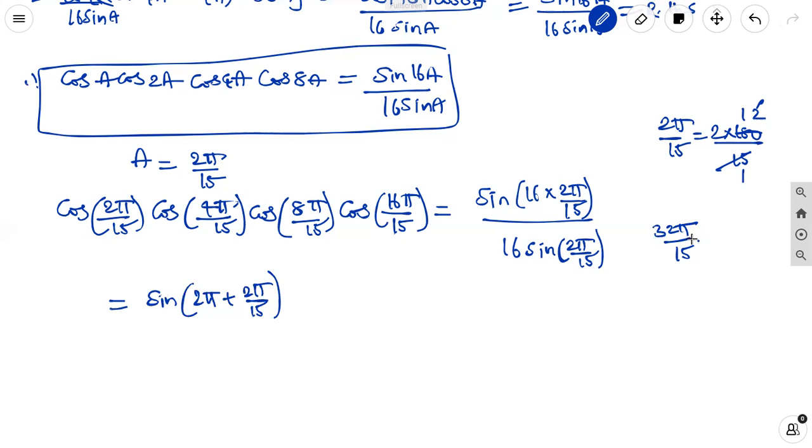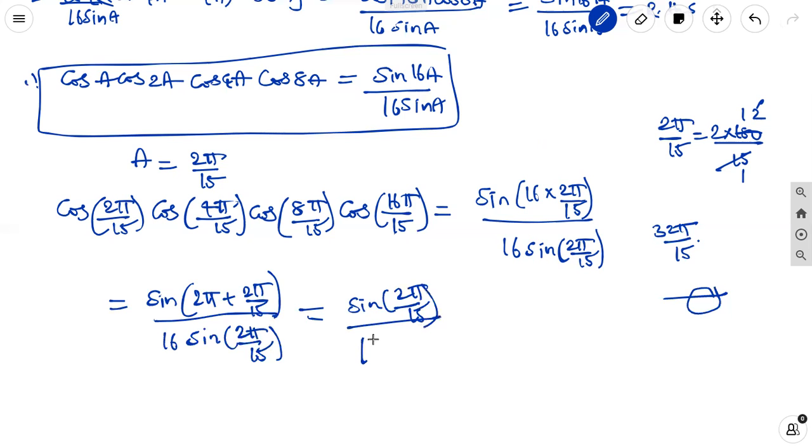32 pi by 15, that becomes 16 twos are 32. So this is equal to 2 pi plus 2 pi by 15, and in the denominator we write 16 sine of 2 pi by 15. It completes one rotation, then again it comes in the first quadrant. It becomes sine of 2 pi by 15 by 16 into sine of 2 pi by 15. Sine of 2 pi by 15 by sine of 2 pi by 15 get cancelled. We are getting 1 by 16.